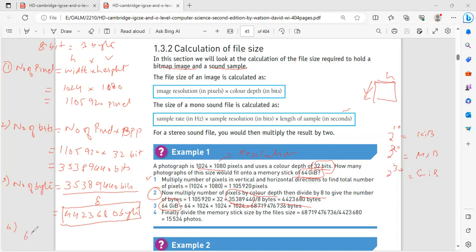For that purpose, you can write here: 64 GB will be equal to 64 multiplied by 1024, this is KB, multiplied by 1024, this is MB, and multiplied by 1024, GB. So after multiplying these three 1024s with each other, you will get the number of bytes for 1 GB. But we need how many bytes are equal to 64 GB, so you need to multiply with 64. Is this point clear or not?